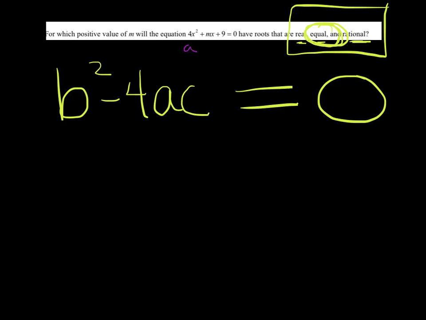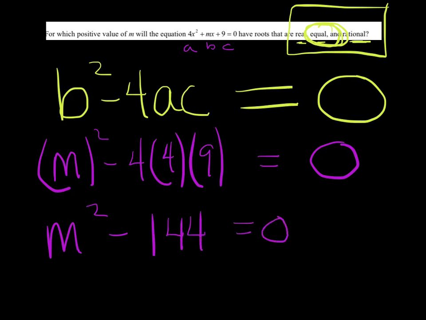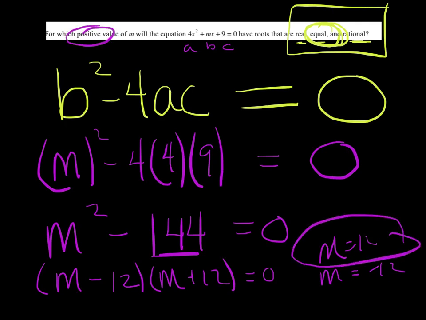So I've got my a, my b, and my c, so I'm going to say m squared minus 4 times 9 actually equals 0. M squared minus 144 equals 0. I can quickly factor this because 144 is a perfect square. M minus 12 and m plus 12. And if I tee that up, I should get m equals 12 and m equals negative 12. Now you notice it says for what positive value of m, so I'm going with m equals 12.